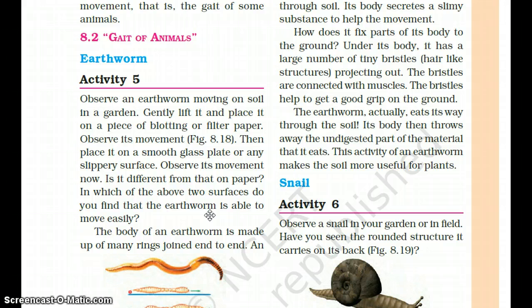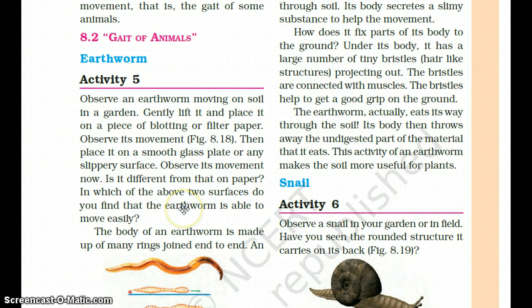First is it helps the animal in searching food. The animals move in search of food from one place to the other. Because plants are autotrophic in nature, they can prepare their own food, but animals cannot prepare their own food. So they have to search the food, and this locomotion helps them in searching of food.